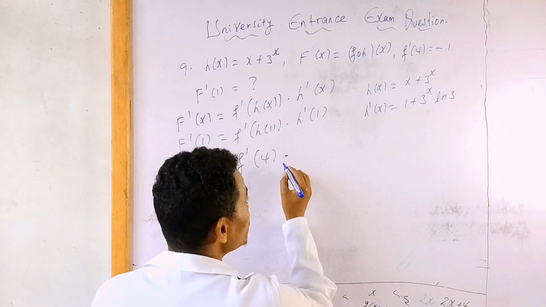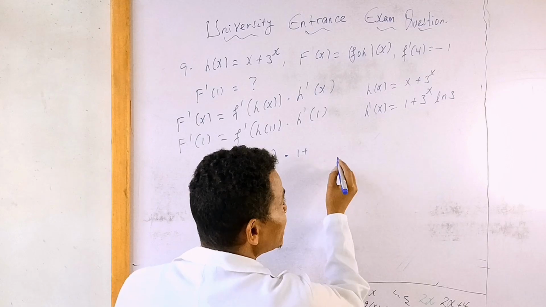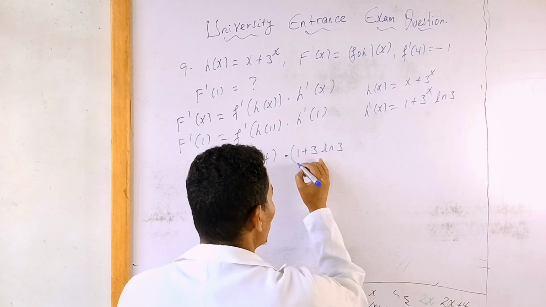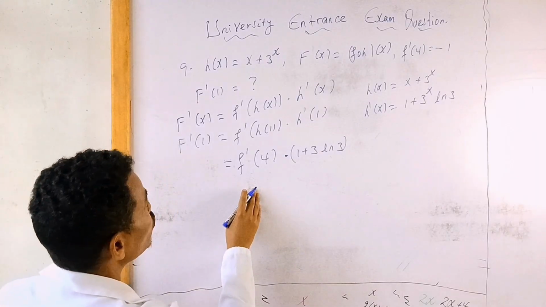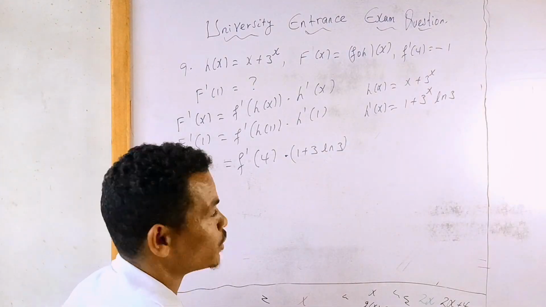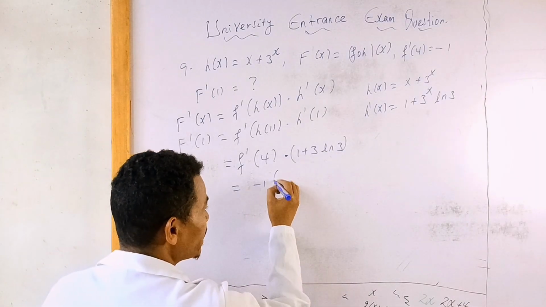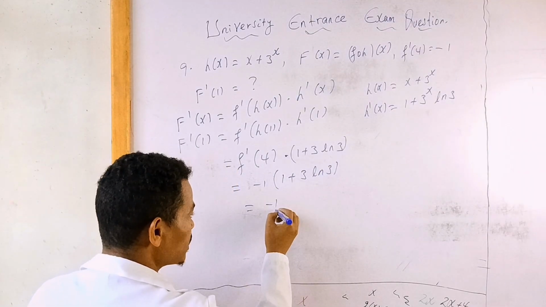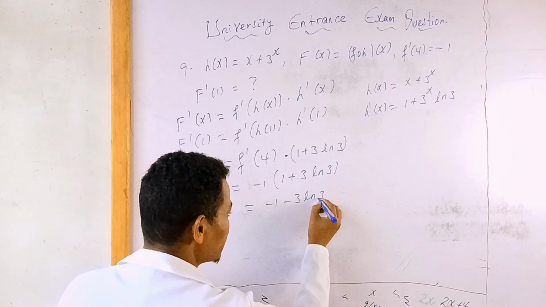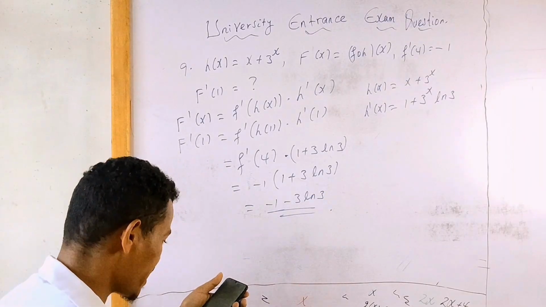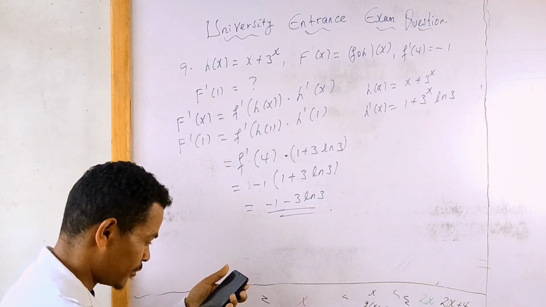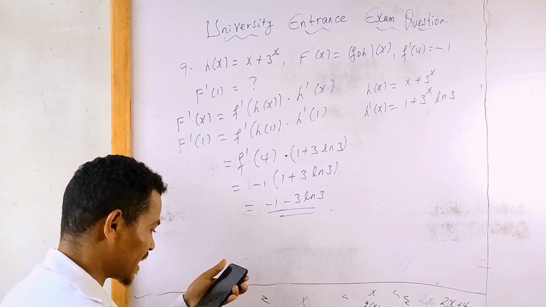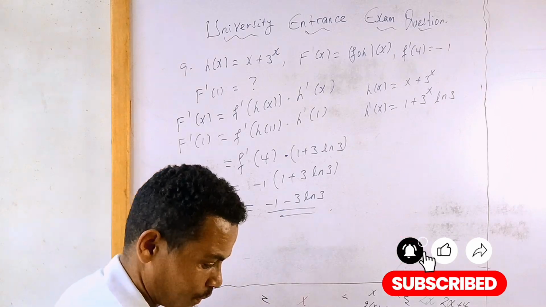That is times 1 plus 3 the power of 1 is 1, 3 ln 3 ይሆናል። Now f derivative at 4 ደግሞ f derivative at 4 is minus 1. So this is the same with minus 1 into 1 plus 3 ln 3 ይሆናል። This is equal to minus 1 minus 3 ln 3 ይሆናል ማለት ነው። So question number 9, the answer is minus 1 minus 3 ln 3, which is B ይሆናል ማለት ነው። Okay, stay at that.